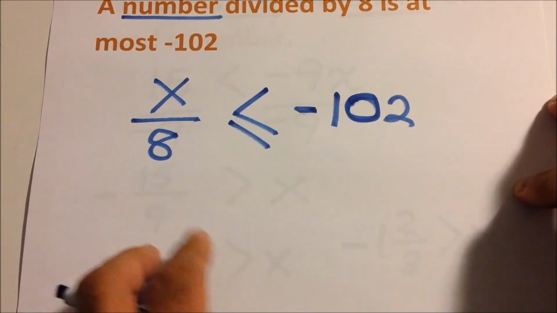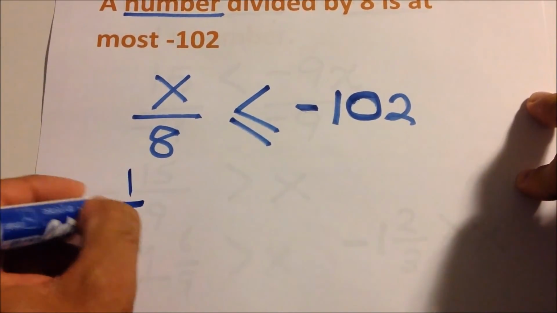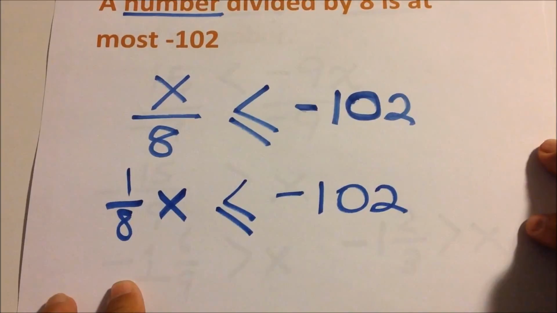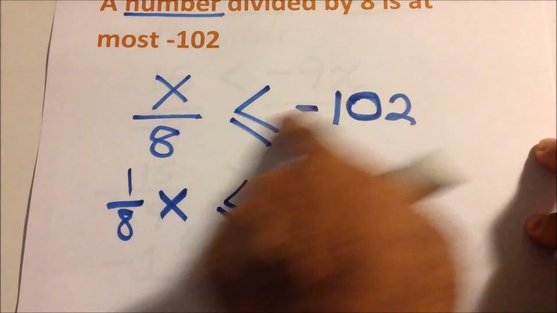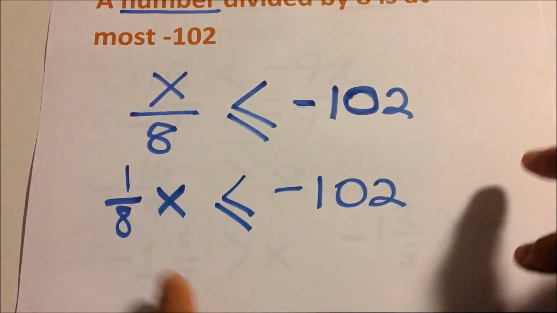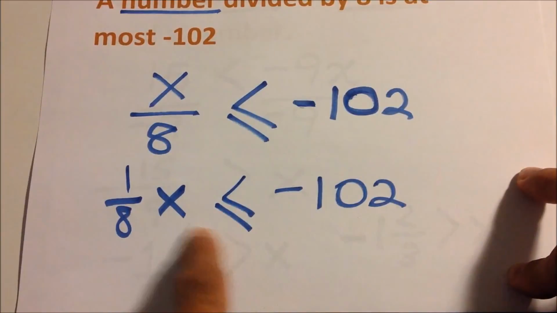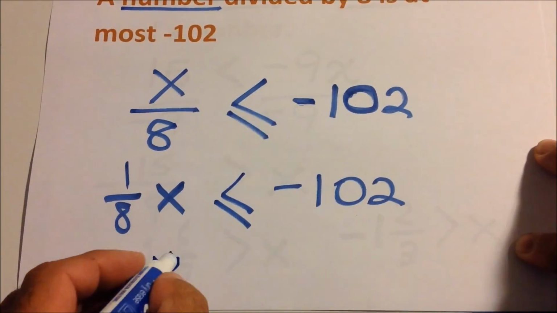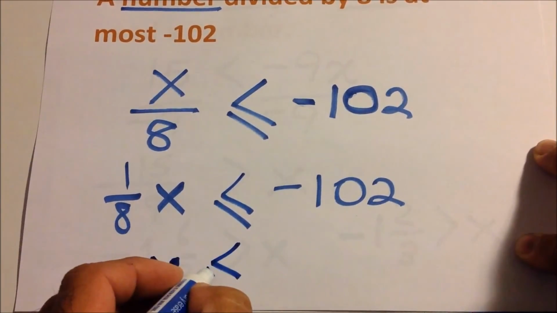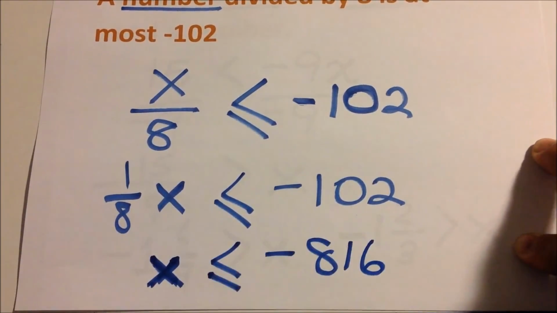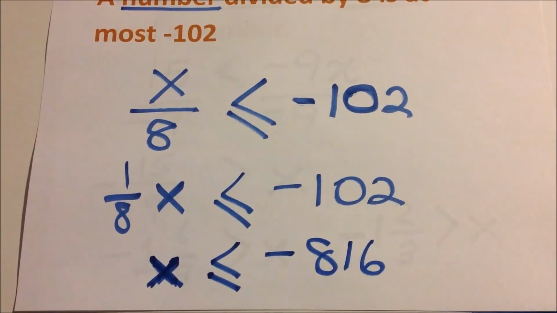Then we can solve this again. We're actually saying 1/8 x is less than or equal to negative 102. Or you can just simply multiply up. So what would you get if you did that? Now remember, you're not dividing by a negative on both sides, so you're not going to flip or reverse the symbol. So the variable is less than or equal to negative 816. Okay, that's multiplying and dividing with inequalities. Great job.